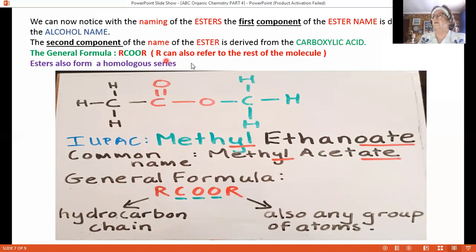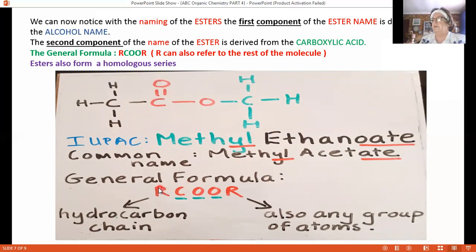And then the general formula, like we just explained here, is RCOOR, where the R can refer to the rest of the molecule. Whichever IUPAC molecule you are using is represented by the R. And we know the number of carbons here. We see it's 3. So it's meth, it's 1, plus 2 is 3. So if you write the molecular formula down of this, you'll know that it is C3H6O2. Okay. And it forms a homologous series. And we'll look at that example now.